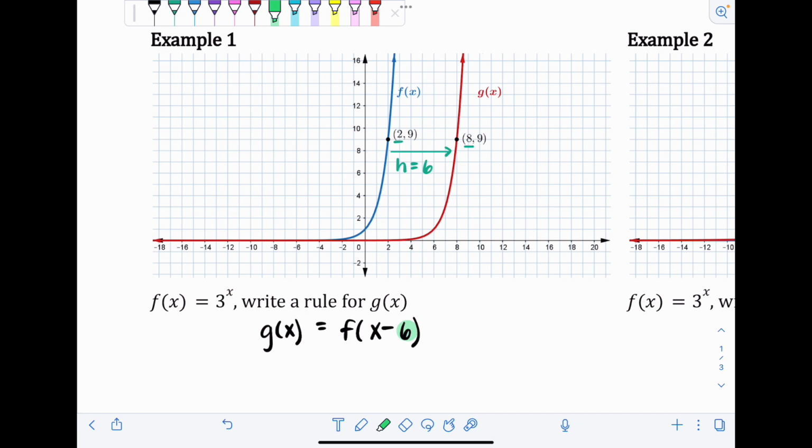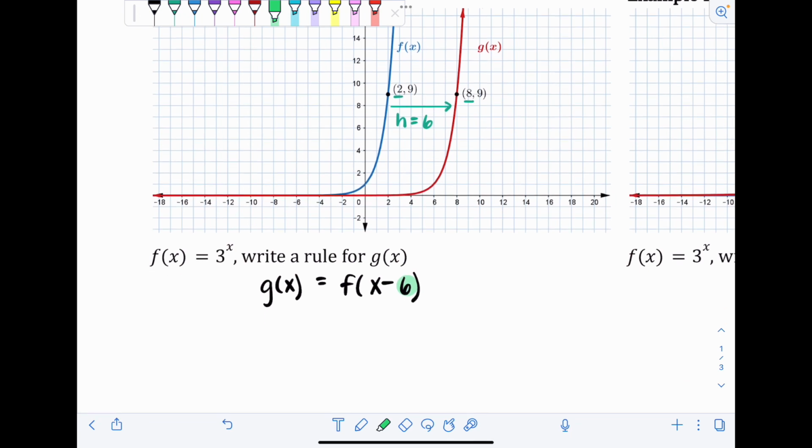And then now what that means is to write g of x, we have to take the x in f of x and replace it with x minus 6. So the original function was f of x, where the input was x. If we wanted to write f of x minus 6, we would have to replace the x with x minus 6. So for g of x, it'd be equal to 3, and then instead of just 3 to the x, it would be 3 to the x minus 6, and then that would be our final rule for g of x. So g of x equals 3 raised to the x minus 6.